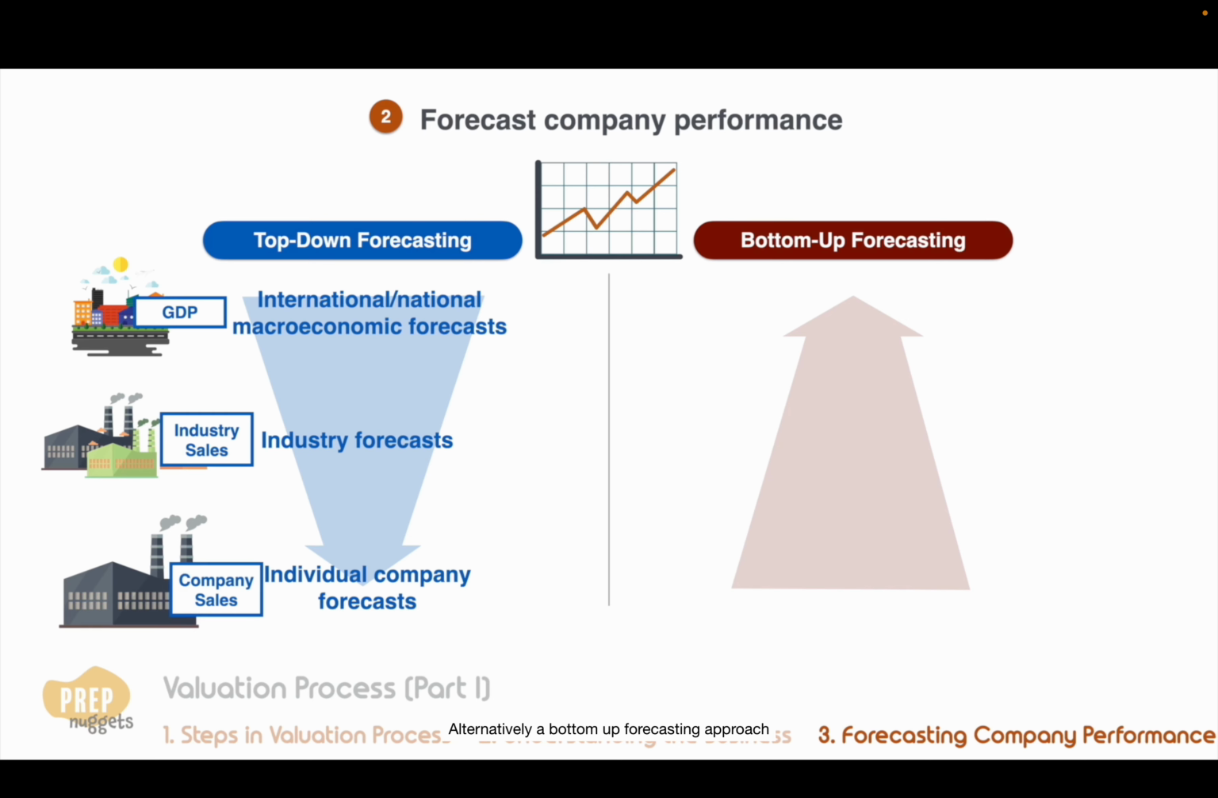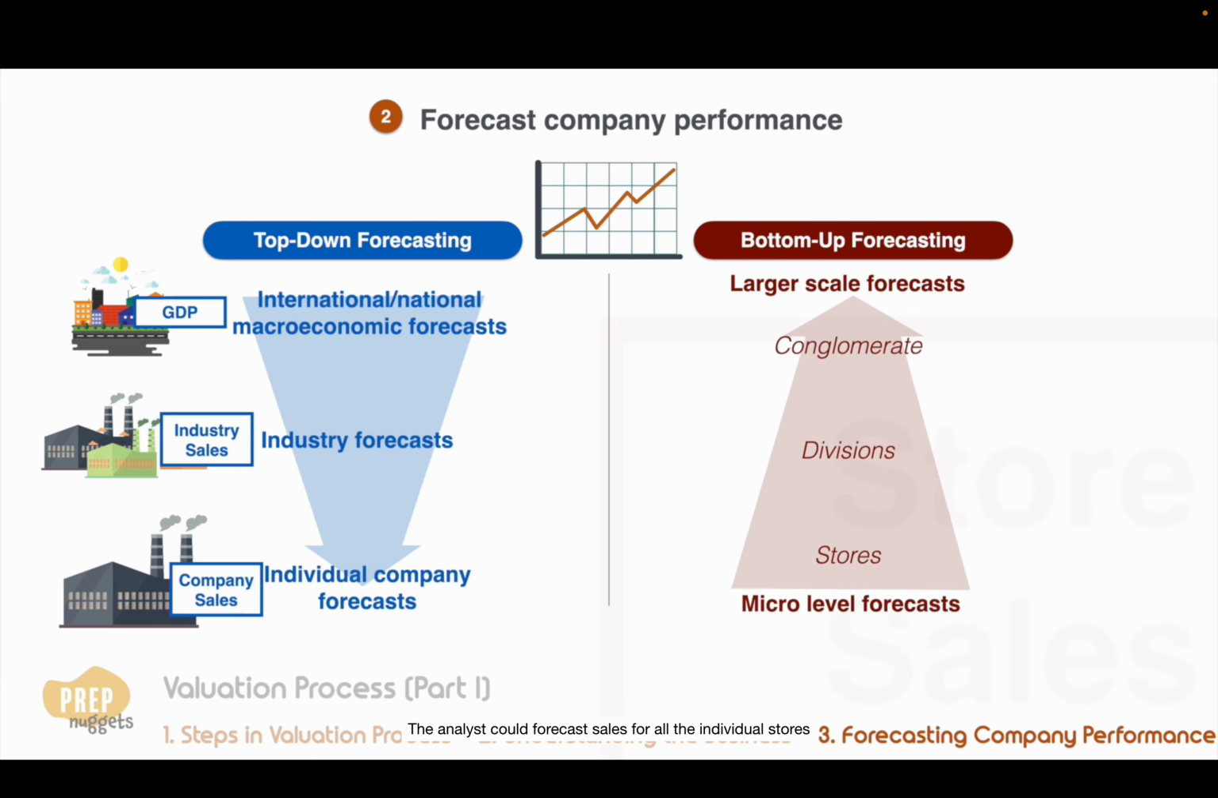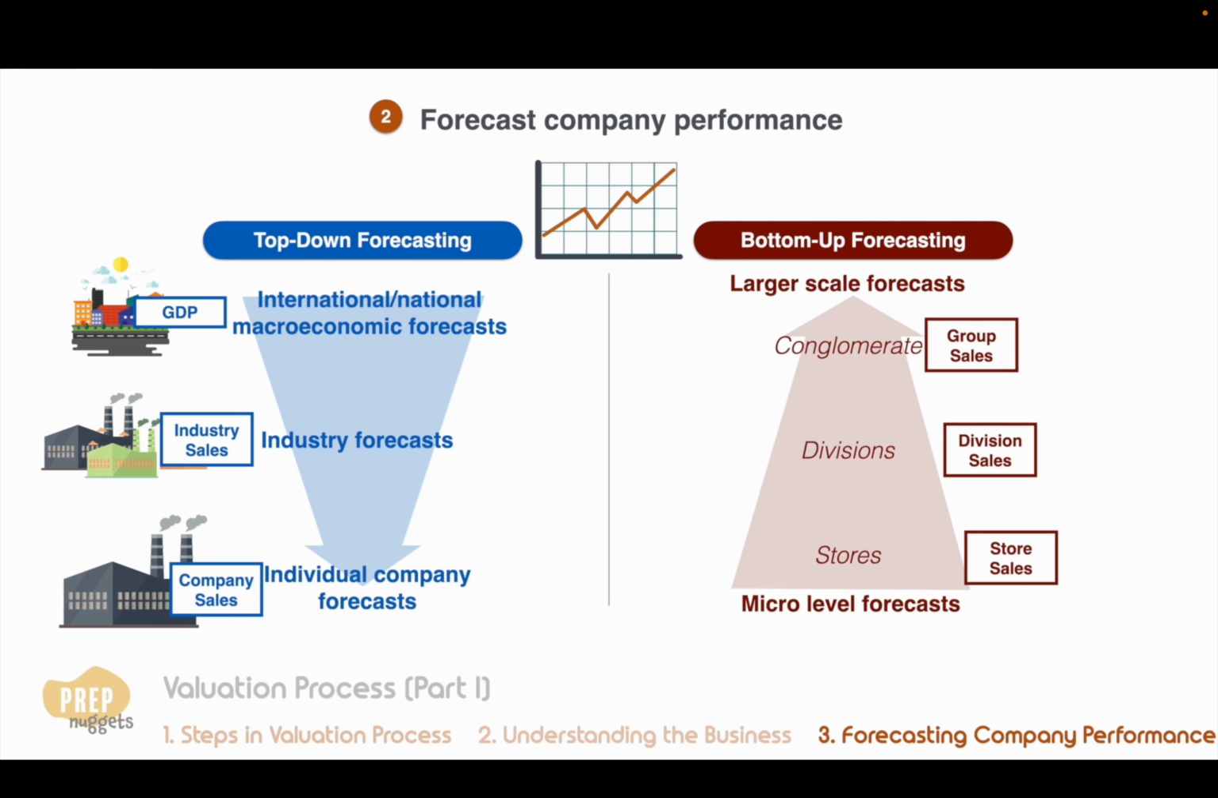Alternatively, a bottom-up forecasting approach aggregates forecasts at a micro level to larger scale forecasts. The specifics may depend very much on the type of company. For example, a retail conglomerate may have several divisions, and each division may have its own individual stores. The analyst could forecast sales for all the individual stores and aggregate the forecast to sales for each division, which in turn aggregate to sales for the entire group.